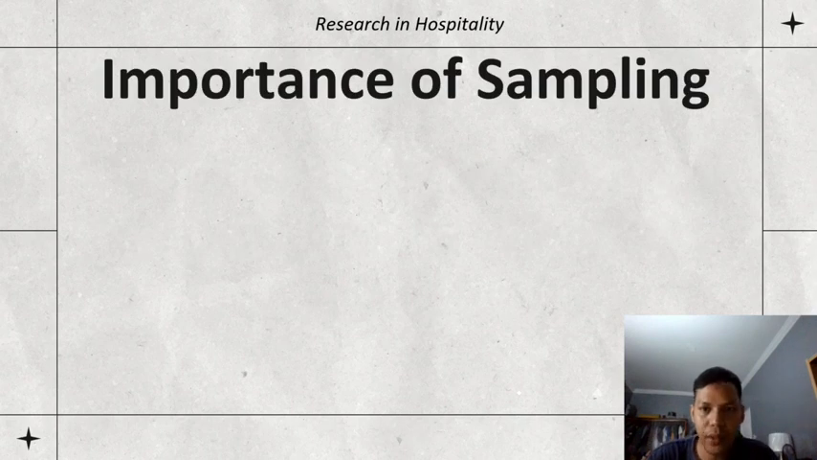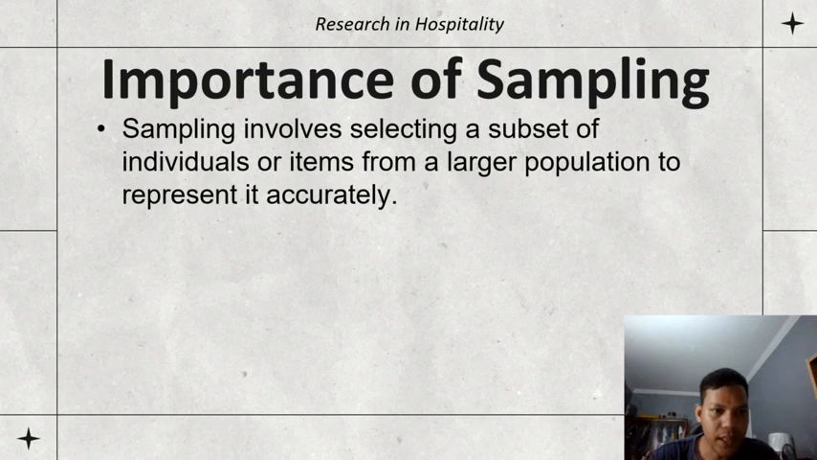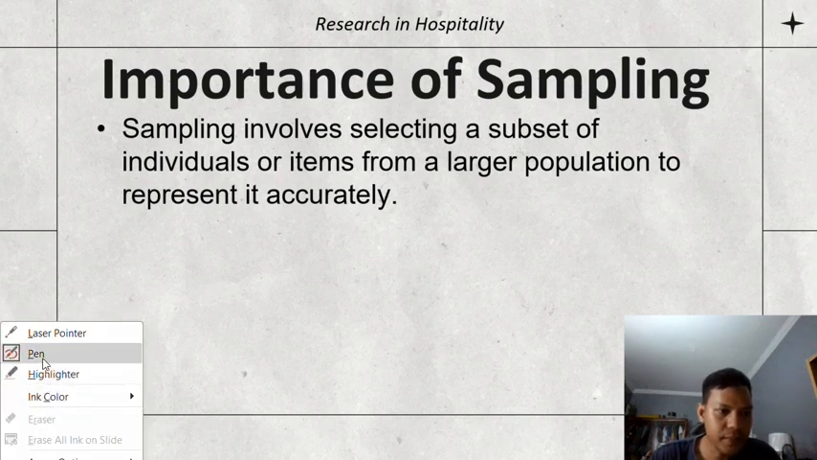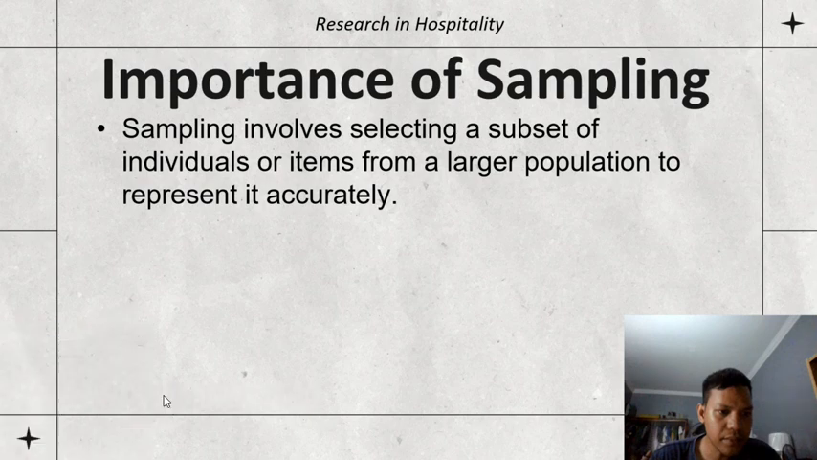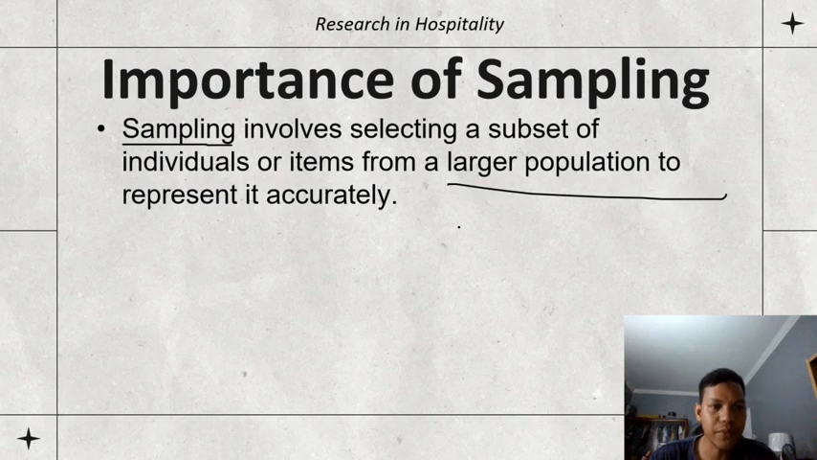So first I'm going to talk about the importance of sampling. Sampling involves selecting a subset of individuals or items from a larger population to represent it accurately. So you are now in Research 1 for the proposal. Instead of distributing the questionnaire to all the population, we need to only have this sample, okay, sample population or sample respondents.